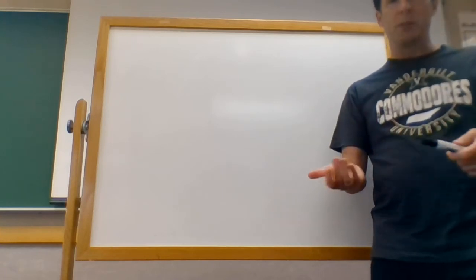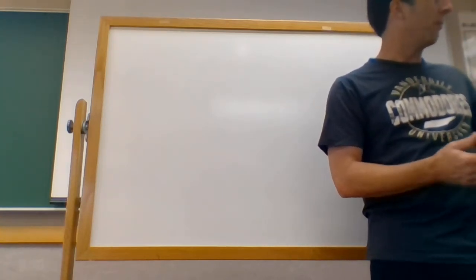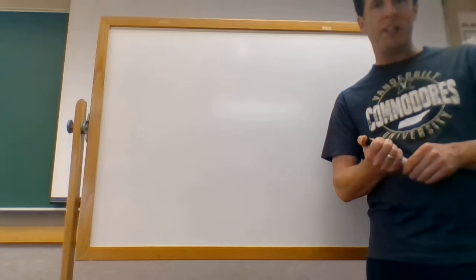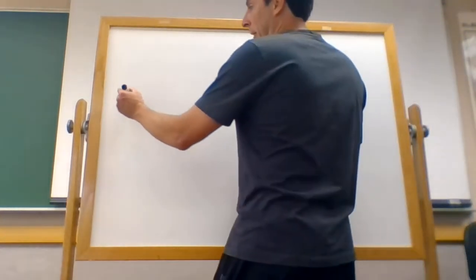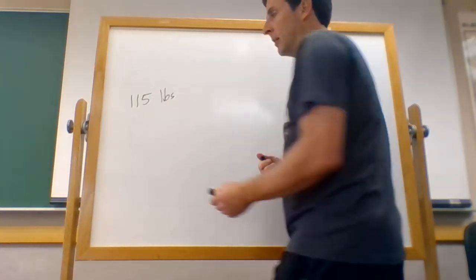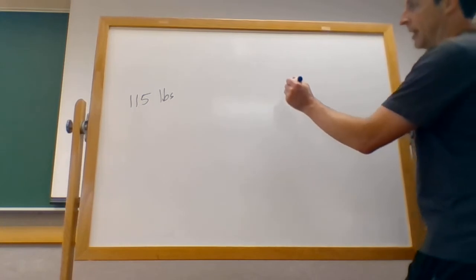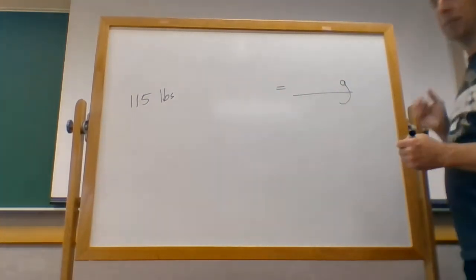Now slide 26, we get into problems. I'm going to read each problem and then start to work it. So the first problem, a woman has a mass of 115 pounds. What would her mass be in grams? So basically, anytime I start a problem, I'm going to start out by putting the numbers that they gave me on the left, and then whatever it is I'm trying to find on the right.